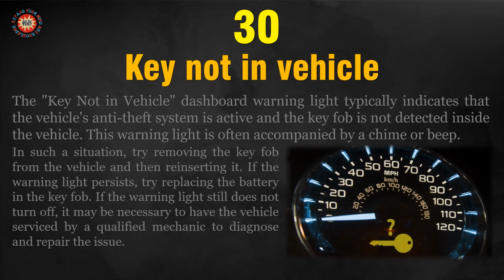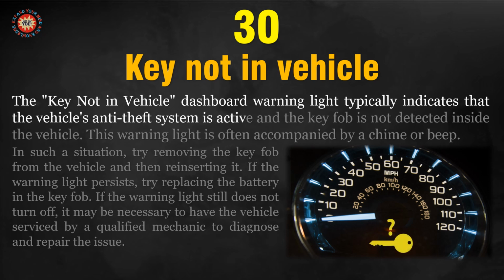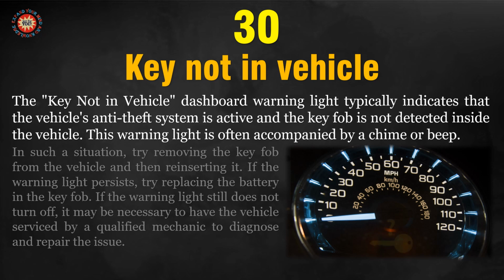Symbol 30. Key not in vehicle. The key not in vehicle dashboard warning light typically indicates that the vehicle's anti-theft system is active and the key fob is not detected inside the vehicle. This warning light is often accompanied by a chime or beep.